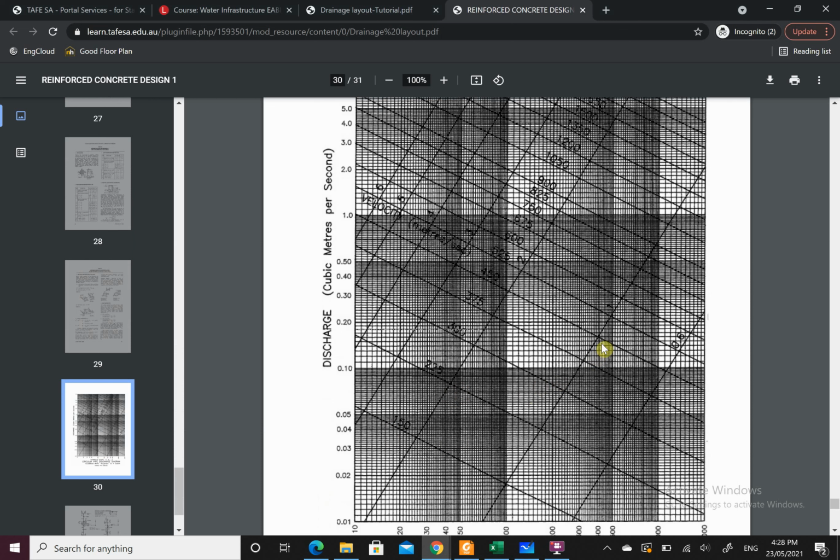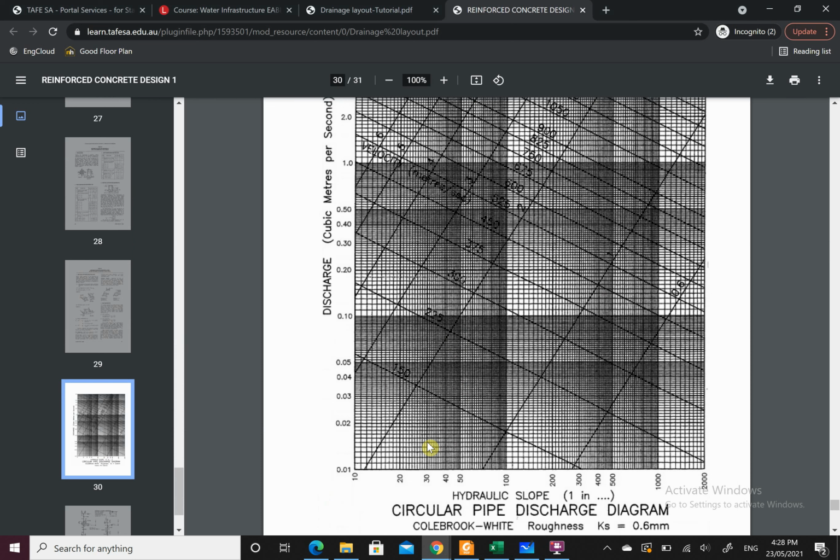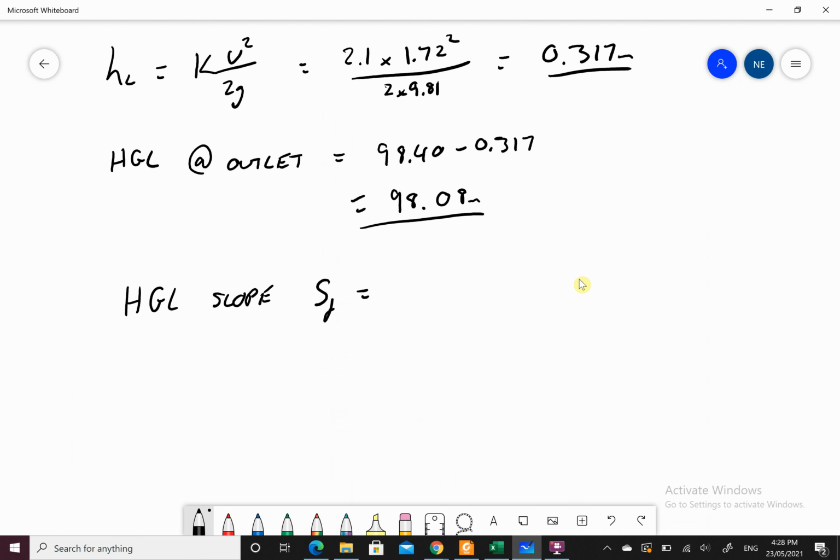Now this time I have a 1.72 meter per second velocity, which is somewhere in here. So it's roughly around here somewhere. Come down, and it's just over 30, probably just below 35. So to keep it cohesive with the solutions that we have, we're going to take this as 1 on 34. If you've taken 35, that's okay as well.